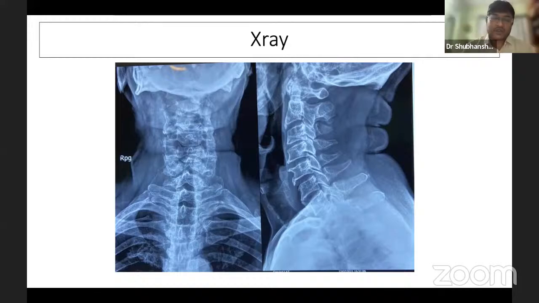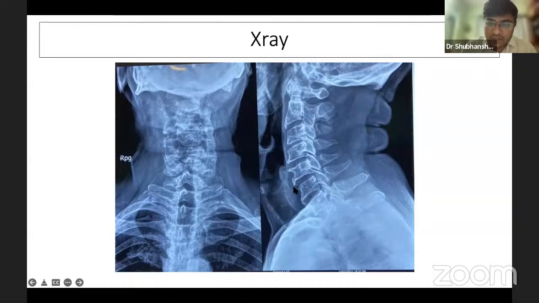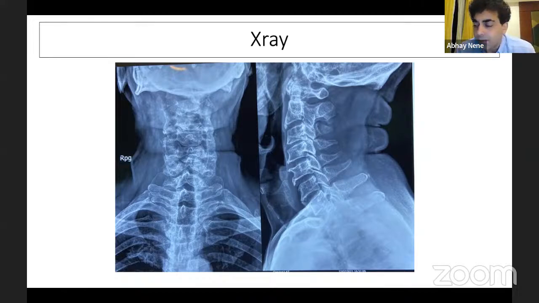Sir, claw spur is a sign of an instability trap where the vertebral body is trying to make the vertebra stable. Do you see any claw spur here? Sir, at this level there is one, and this here is claw spur. Then what is an osteophyte?